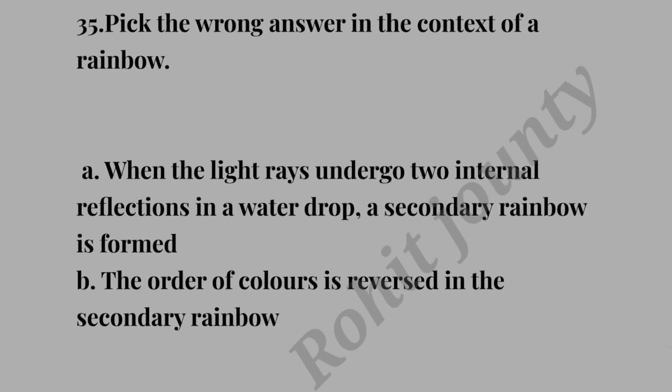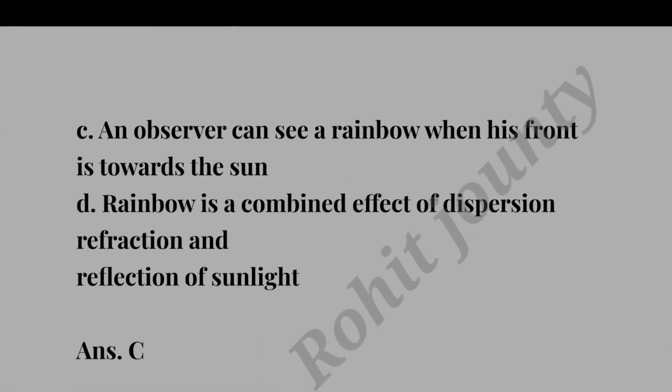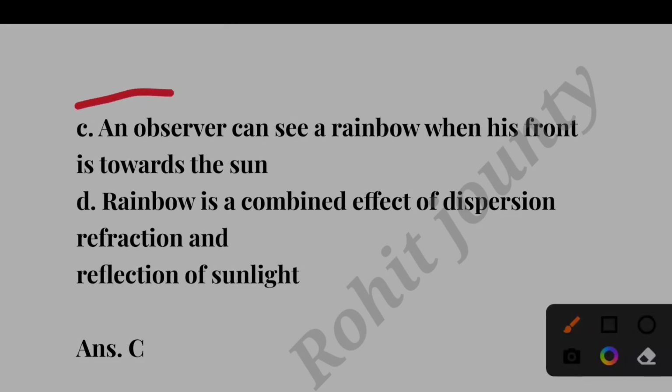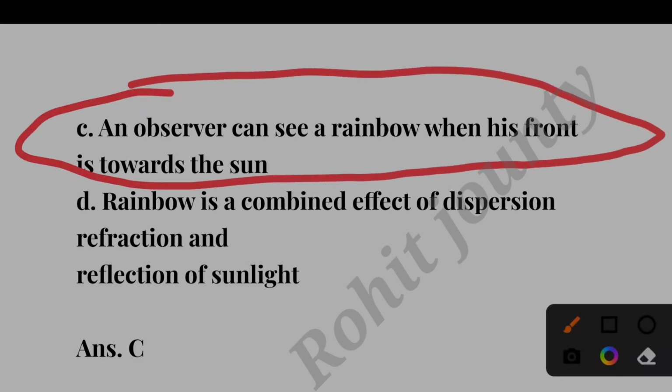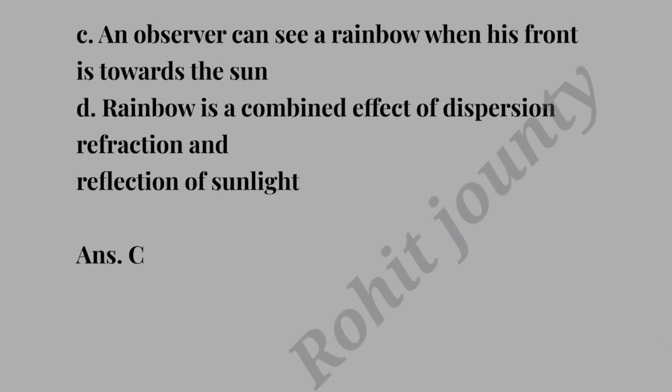Question number 35. Pick the wrong answer in the context of a rainbow. Option A, when a light ray undergoes two internal reflections in water drops, a secondary rainbow is formed. Option B, the order of color is reversed in the secondary rainbow. Option C, an observer can see a rainbow when his front is towards the sun. Option D, rainbow is a combined effect of dispersion, refraction and reflection of light. The correct answer is option C. An observer can see a rainbow when his front is towards the sun. Option C is the correct answer.